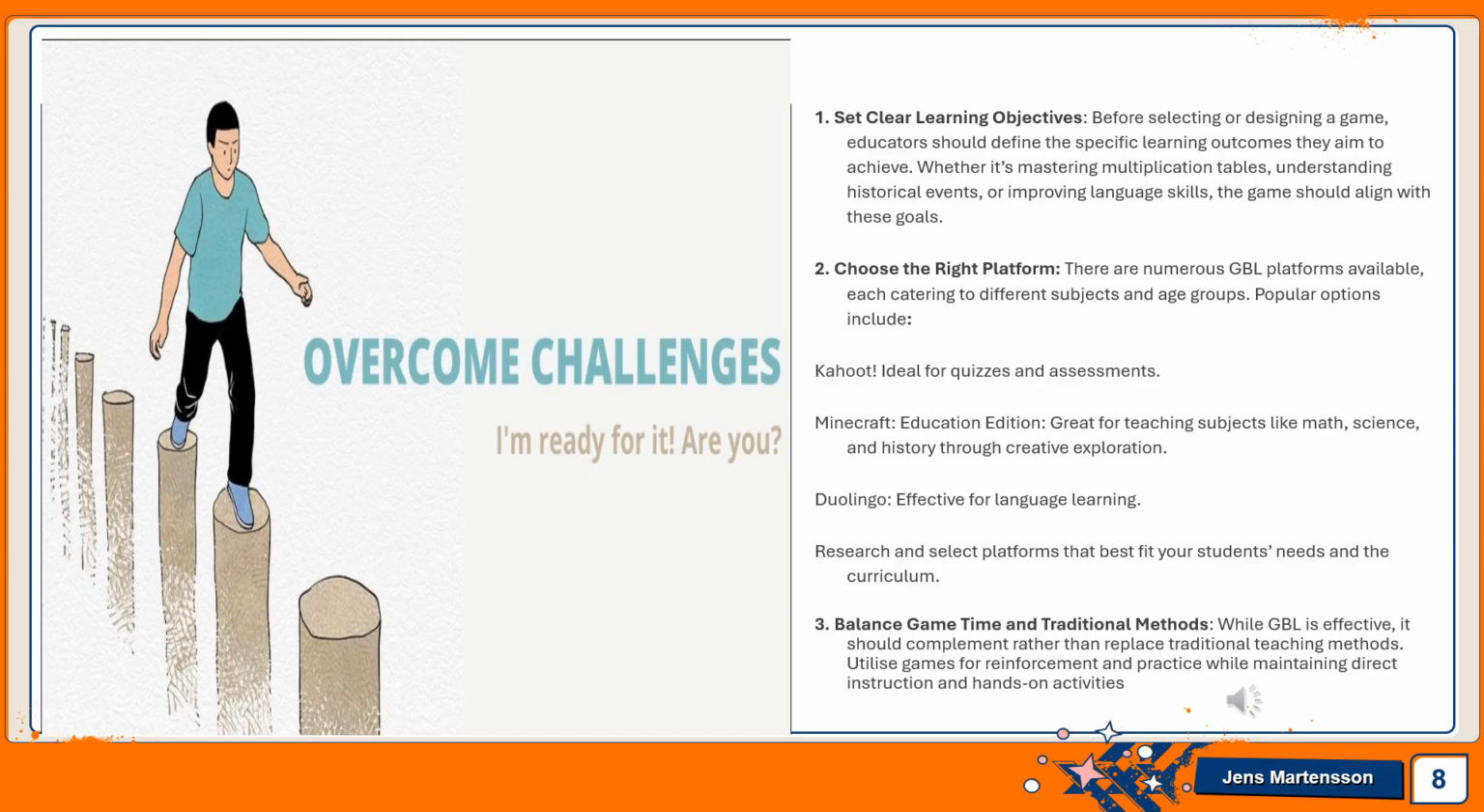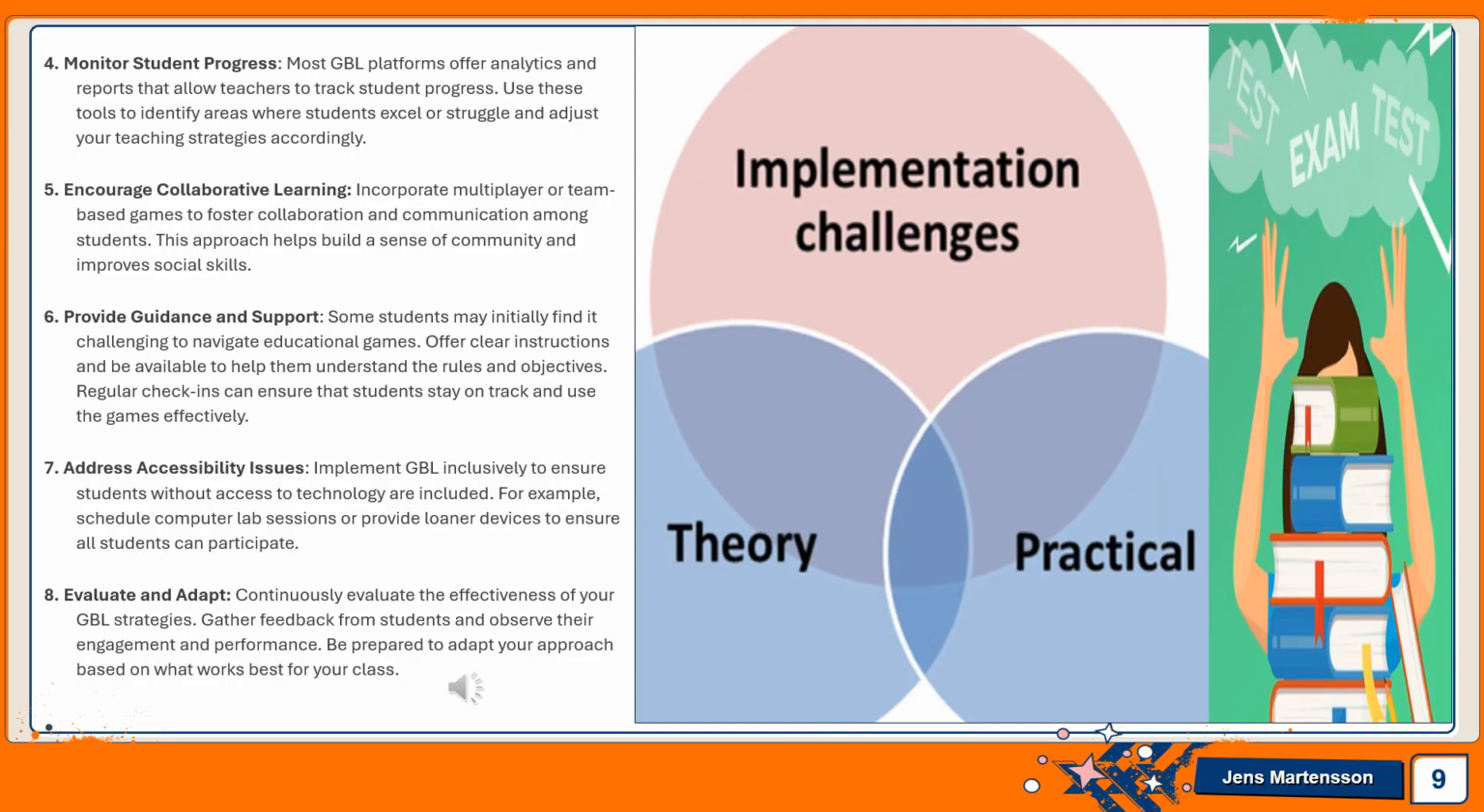Third is balancing game time and traditional methods, as these should be used to complement rather than replace the traditional teaching methods. Fourth, monitor student progress, using technology to identify areas where students struggle and adjust teaching strategies accordingly. Fifth, encouraging collaborative learning by incorporating multiple player or team based learning to improve their social skills.